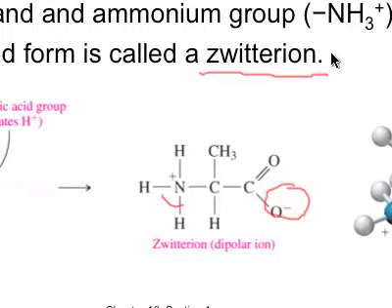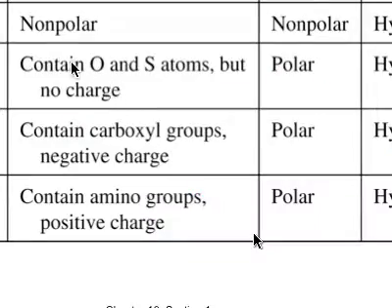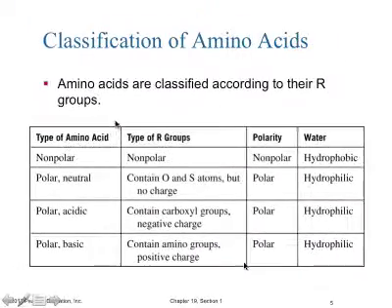It's a dipolar ion. You have a negative end and a positive end. So this is going to make the amino acid very soluble in water, if it's just an amino acid. As I said before, they're classified according to their R groups. If the R group is nonpolar, of course, it's not going to dissolve in water, so it's hydrophobic. It has a phobia for water. If it's polar and neutral, meaning you have a polar group, and we'll see that, you've got some oxygens and sulfurs, but there's no charge, then it's going to like water, and we call that hydrophilic.